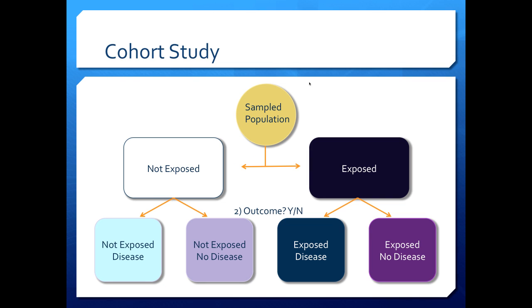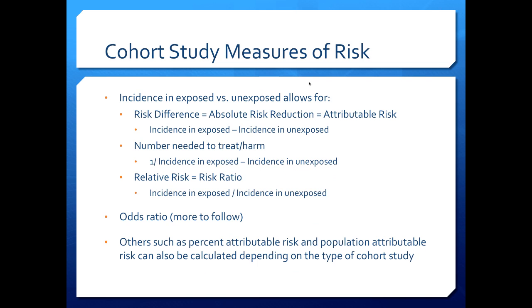Unlike case control studies, where the sampled population is separated based on outcome, a cohort study separates participants based on their exposure status. Once their exposure status is determined, they are followed forward to determine whether the outcome occurred or not. Once again, this allows you to fill in that 2x2 table. A cohort study allows you to measure the incidence of the outcome in both the exposed and unexposed groups, which means you can calculate the risk difference, number needed to treat, relative risk, and odds ratios.